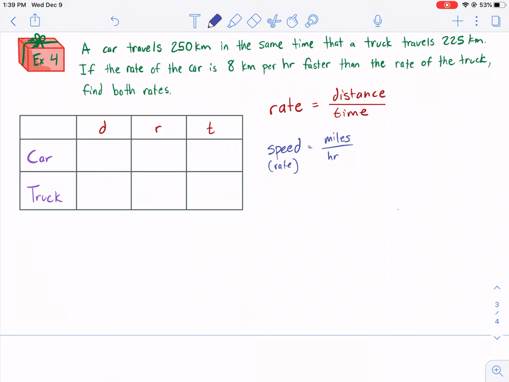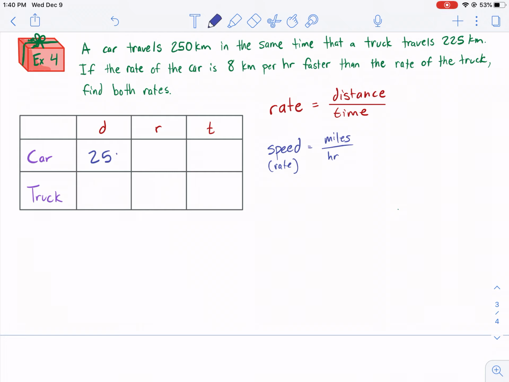Now, for this problem, it's helpful if we have this little table here. So if you want, create it, or if you already have this set of notes, go ahead and use the table. But let's input what we know. We say a car travels 250 kilometers, so we know this distance. A car travels 250 kilometers in the same time that a truck travels 225 kilometers.